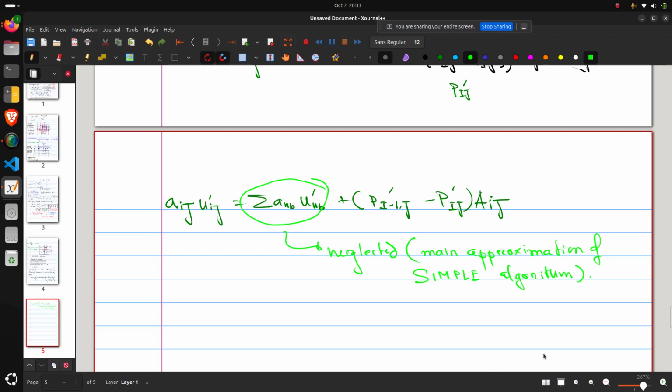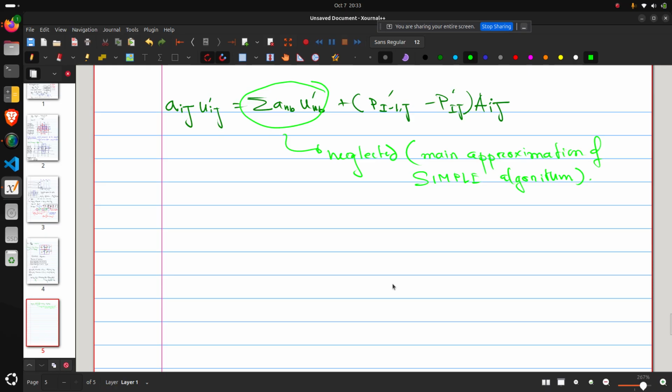And why doesn't it matter much? It does not matter much because this is only the correction term, right? This is only the equation for the correction term.